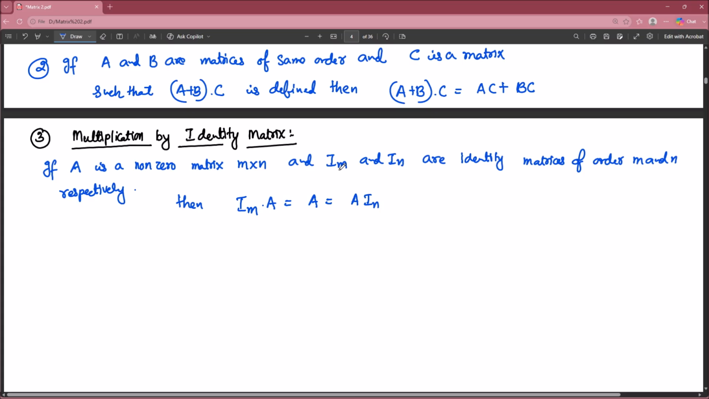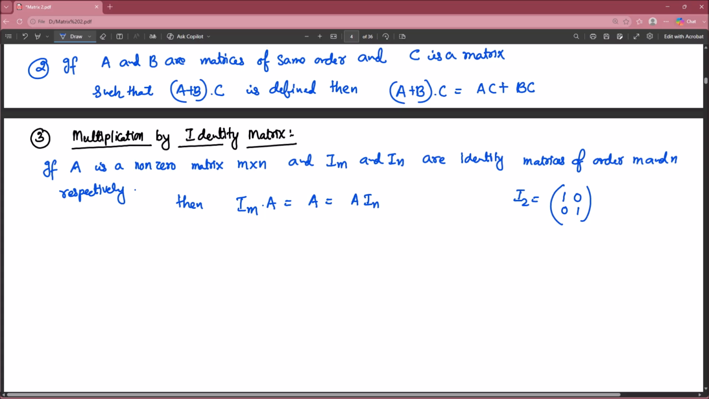Identity matrix, we know, if we talk about I2, it is 1 0 0 1. So it is the identity matrix of order 2. Similarly, Im and In are two identity matrices of order M and N. Then if we multiply it with A, pre-multiply or post-multiply, the value remains the same. The value of A does not change; the matrix remains as it is. The value of a matrix is as it is when multiplied by any identity matrix.